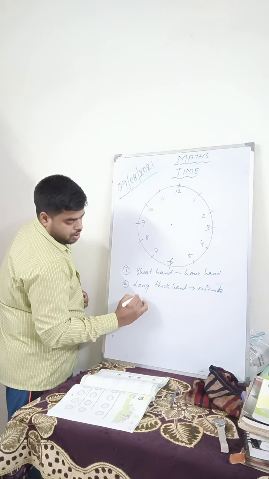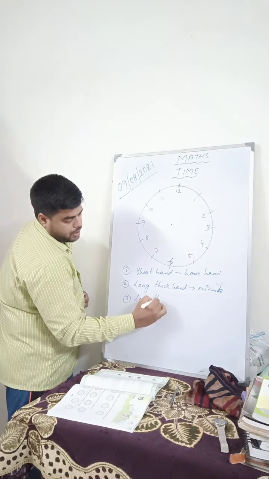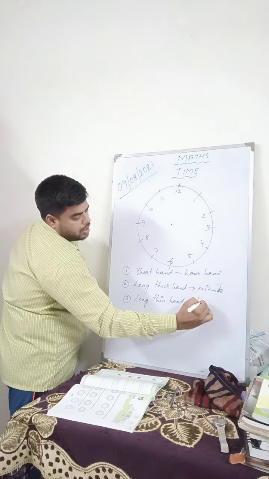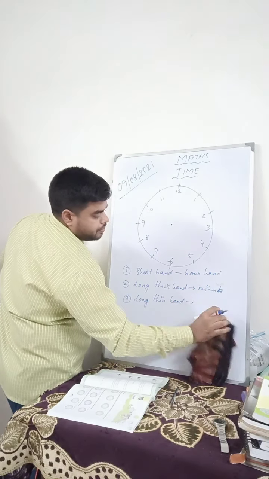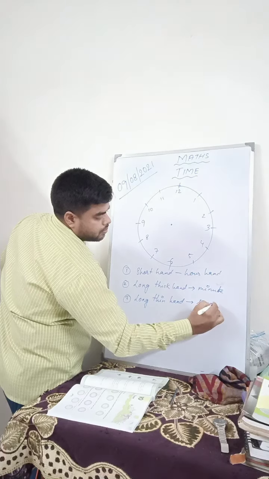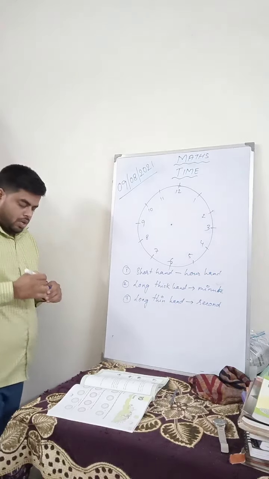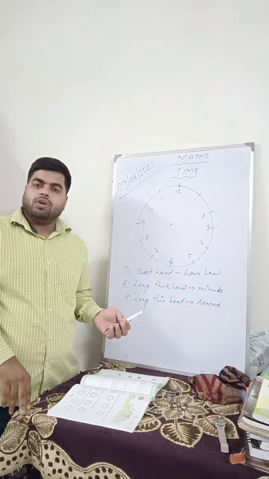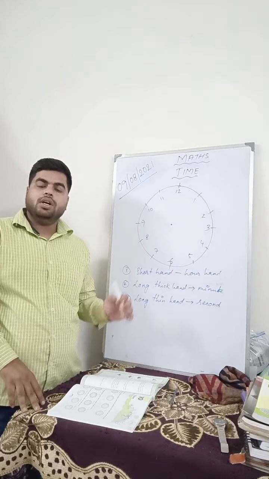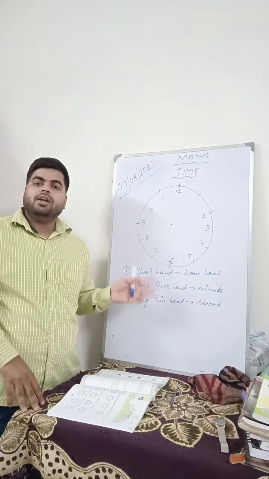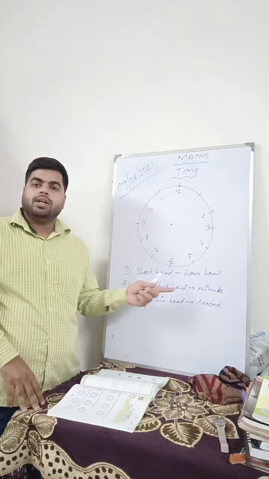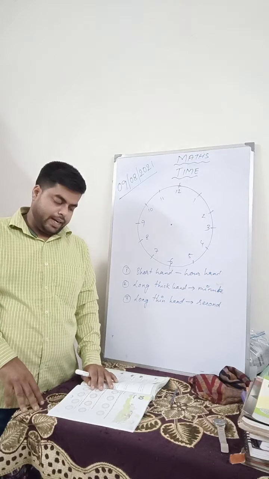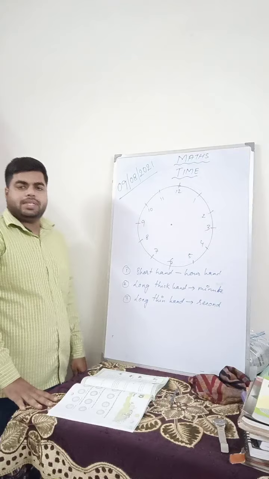And the long, thin hand is the second hand. So there are three hands in a clock. One is the short, small one, that is the hour hand, and two will be long. One will be thin and the other will be thick. The thick one is the minute hand, and the thin one is the second hand. This is the basic thing.